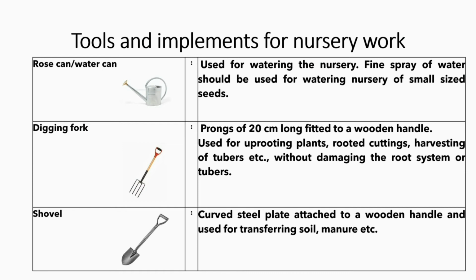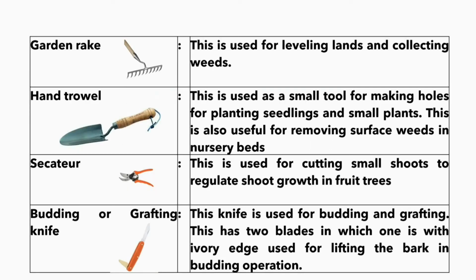Next, about shovel. This is a curved steel plate attached to a wooden handle and used for transferring the soil, manures, etc. Garden rake. Garden rake is used for leveling lands and collecting the weeds. Next, about hand trowel. It is used as a small tool for making holes for planting seedlings and small plants. It is also useful for removing the surface weeds in nursery beds.